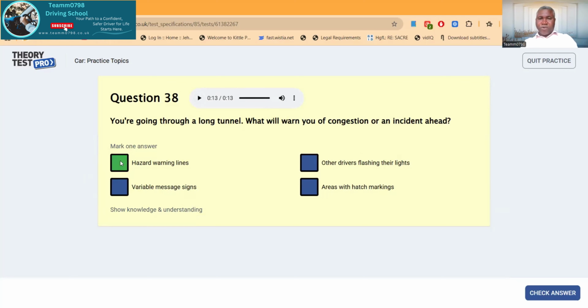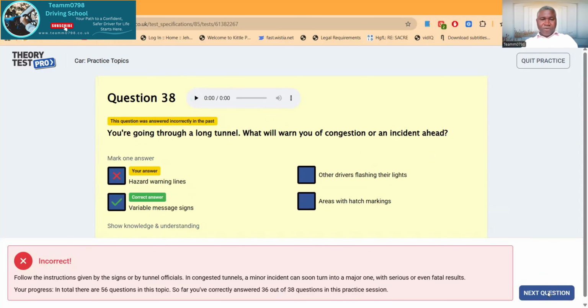Okay, so what will warn you of congestion or an incident? An incident normally could be hazard warning lights or variable message signs. I will go for hazard warning lights. Okay, I'm wrong, so it's variable message signs. There'll be messages in a tunnel flashing, warning you. Okay, so we got 2 wrong.